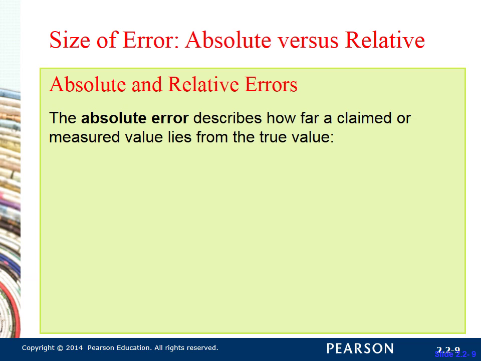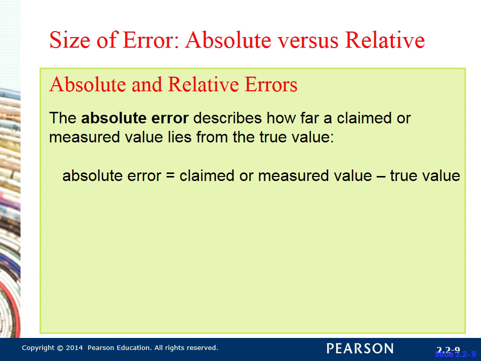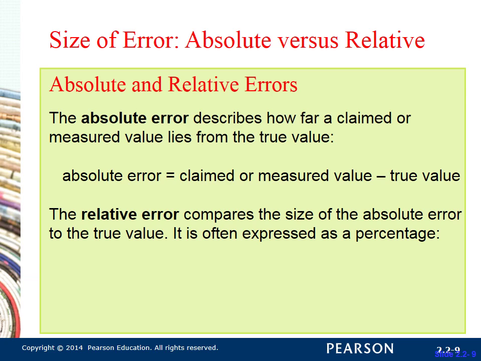All right, so absolute error describes how far, and in math we measure how far by subtracting, how far a claimed or measured value lies from the true value. So you've got what you're measuring, you've got what is true. If you subtract those two, you'll get the absolute error. The order you want to subtract in is the measurement you took minus what you know the true value is.